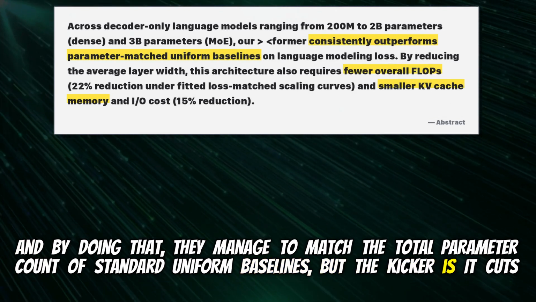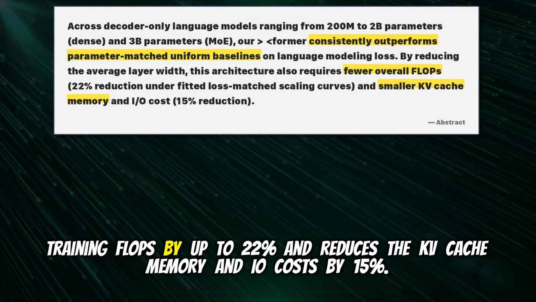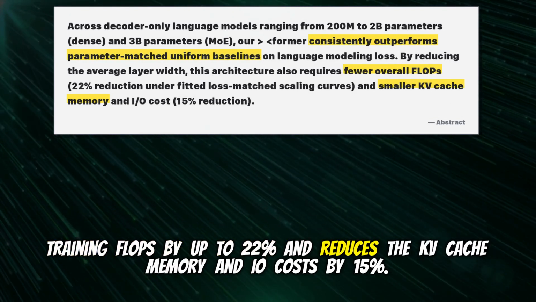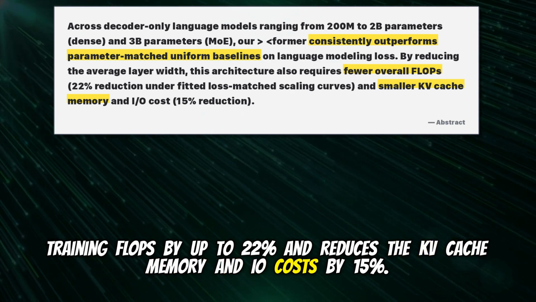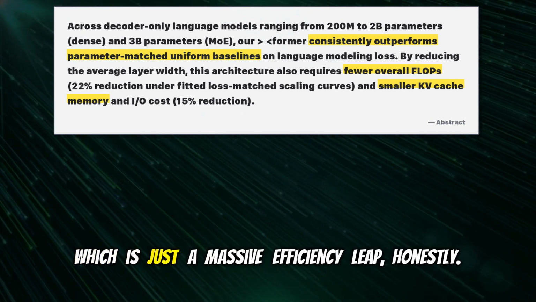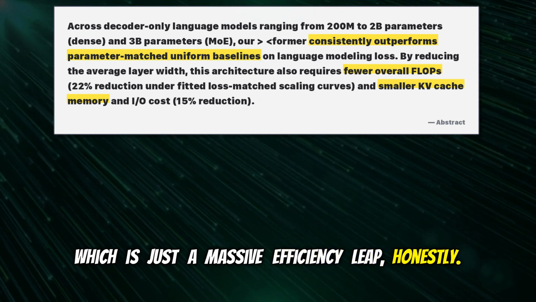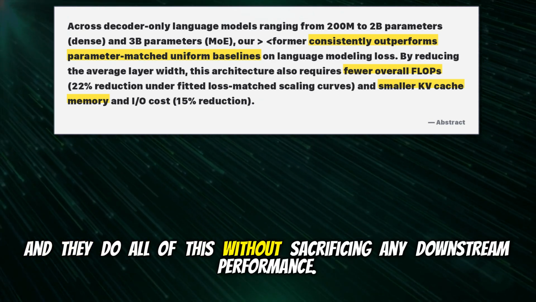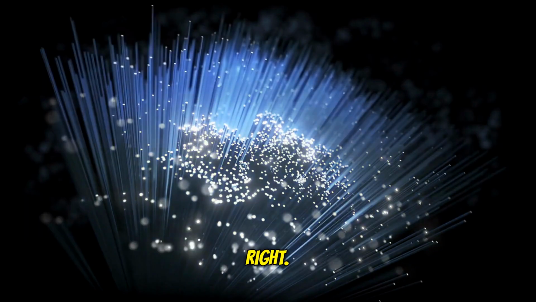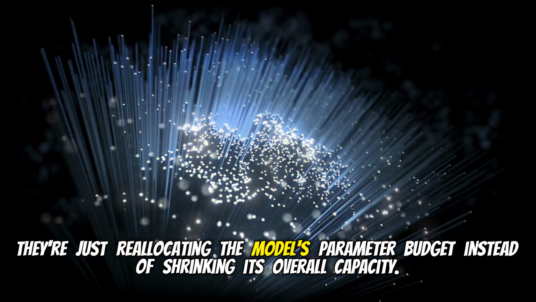But the kicker is, it cuts training FLOPs by up to 22% and reduces the KV cache memory and I/O costs by 15%. Which is just a massive efficiency leap, honestly. And they do all of this without sacrificing any downstream performance. Right. They're just reallocating the model's parameter budget instead of shrinking its overall capacity.